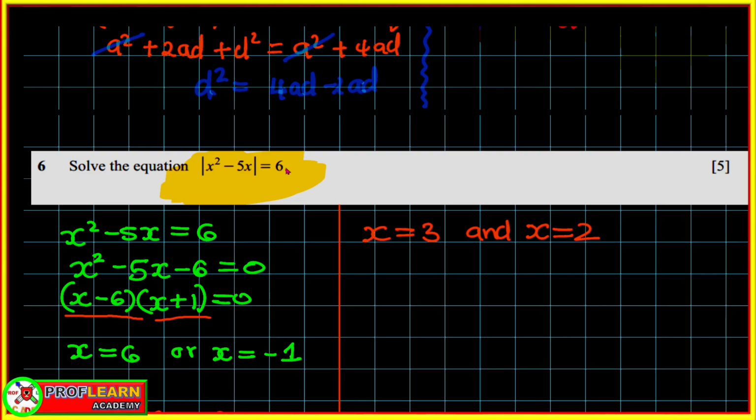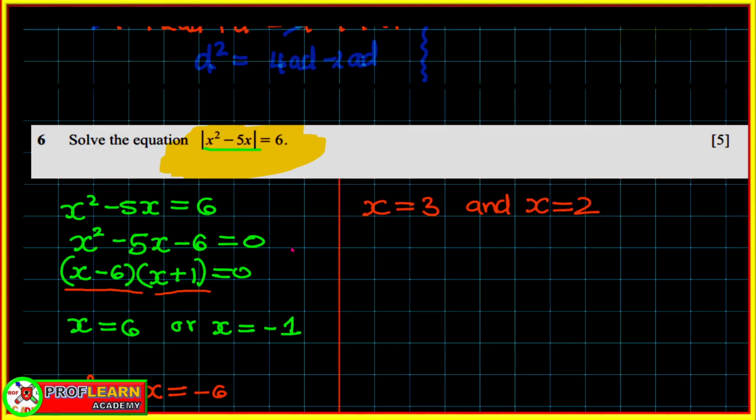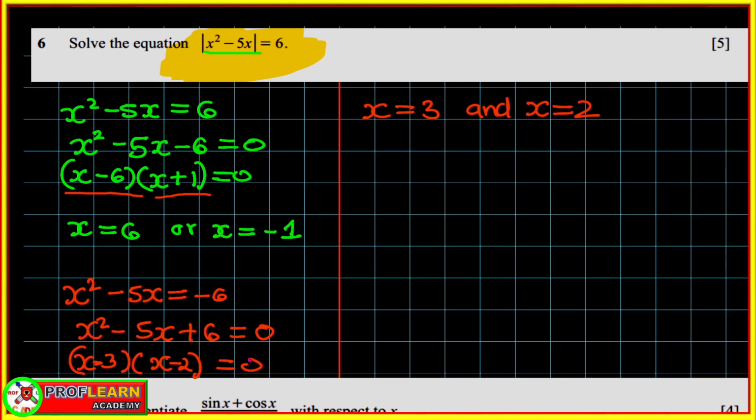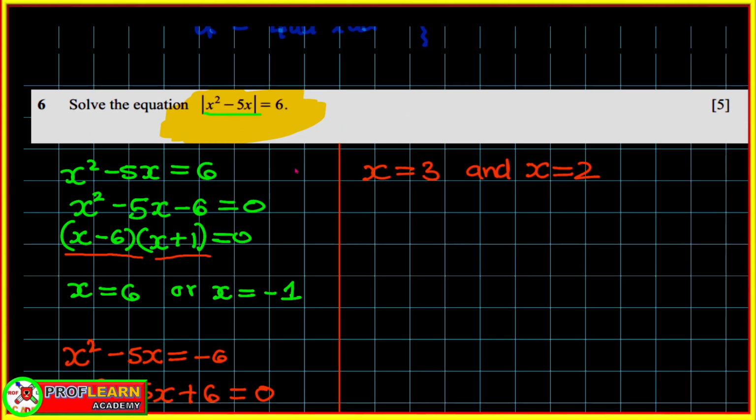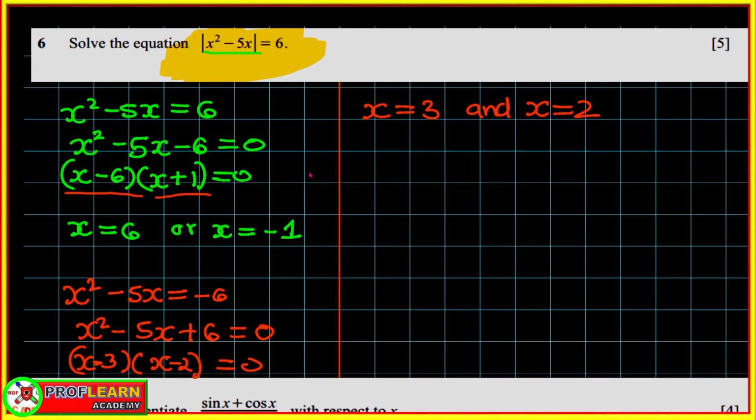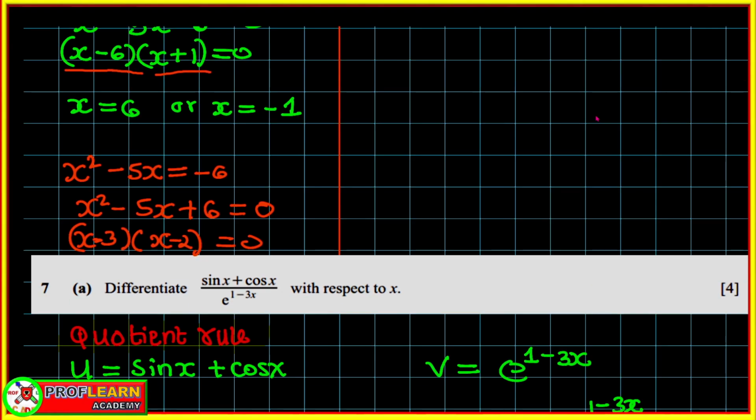And the next option is where you are going to say anything that is in the modulus is going to be equal to negative 6. Then you form another quadratic equation, and if you solve it as shown here, you are going to get your answer: x is equal to 3 or x is equal to 2.